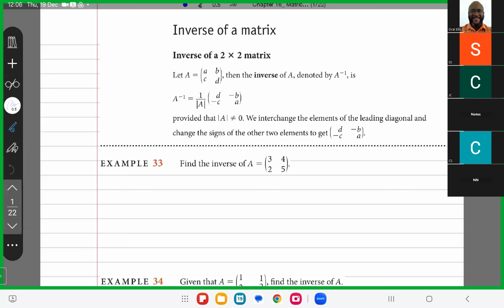All right, so we're going to start out today by looking at the inverse of a matrix. And on the inverse of a matrix, the first thing we're looking at is the inverse of a 2 by 2 matrix.